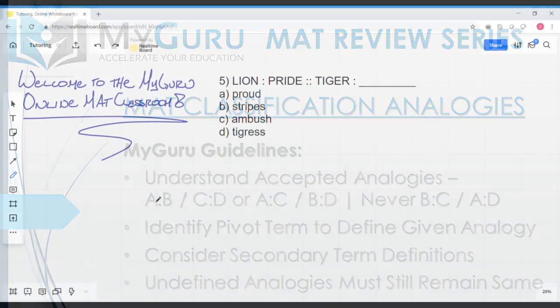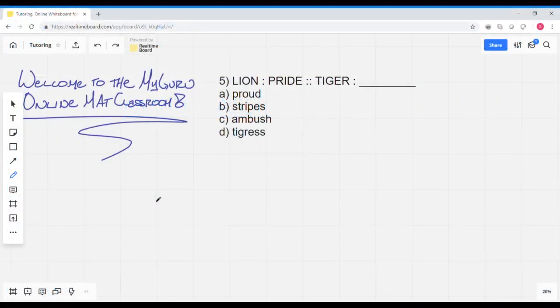Now, the first thing we have to do, as we know for all MAT style questions, is identify what the pivot term is based on where the blank lies in the given set of terms. So anytime the blank is term D, that means the pivot is going to be term A, because we know that A cannot relate to D, so we want to evaluate lion first, because we know lion has to relate to either pride or tiger, irrespective of the answer choices.